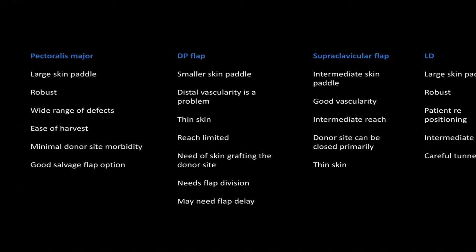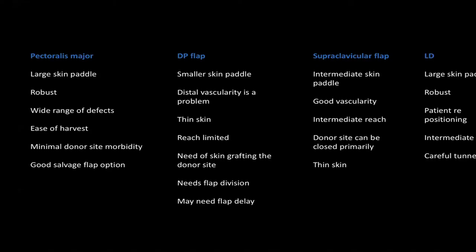The deltopectoral flap has a smaller skin paddle compared to the pectoralis. The distal vascularity, especially when you cross the deltopectoral groove into the third angiosome, is a problem. The advantages are that the skin is very thin and relatively hairless, but you're again constrained by the reach because it's got an anomalous arc of rotation. You need to skin graft the donor site, especially if you go over the shoulder. It needs flap division 3 or 4 weeks after it's been inset. And if you want to ensure distal vascularity, you may need to delay the flap.